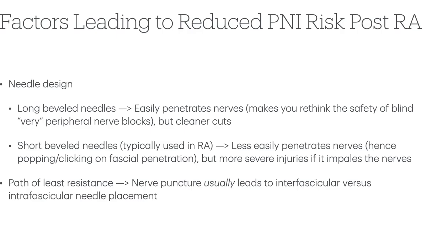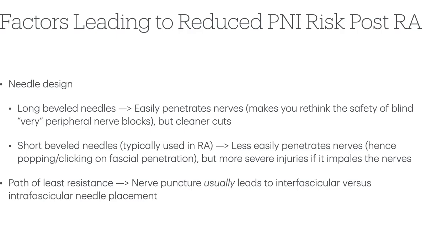But then again, when we talk about most of the nerve blocks that we do, all of them are done with short bevel needles. And these short bevel needles have greater resistance when you want to penetrate tissues, and therefore you appreciate the clicking and the popping of the fascial penetration. But on the other hand, if you accidentally penetrate the nerve, because of the relatively blunt nature of the needle, you will get greater histological damage to the nerve.